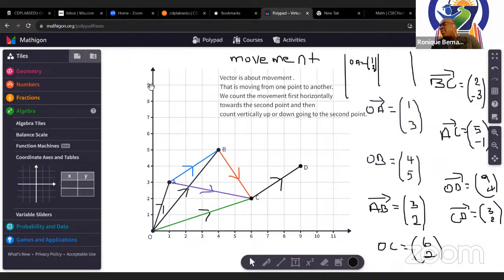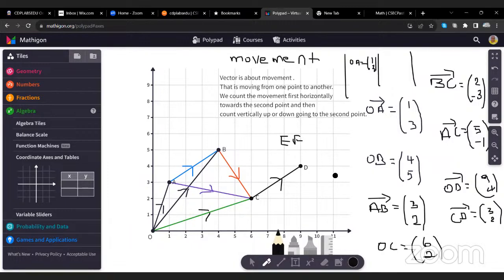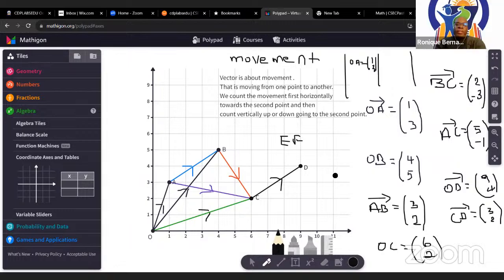Good. But what we're saying now is that we use OA, because the trick to it, let me put up a vector. I'll see if I see the trick. If I have EF, what two position vectors could I use to make EF? Let's hear the answer. OE and OF. Very good. OE and OF.